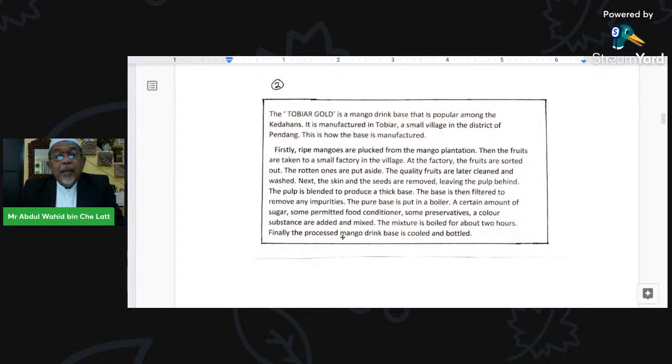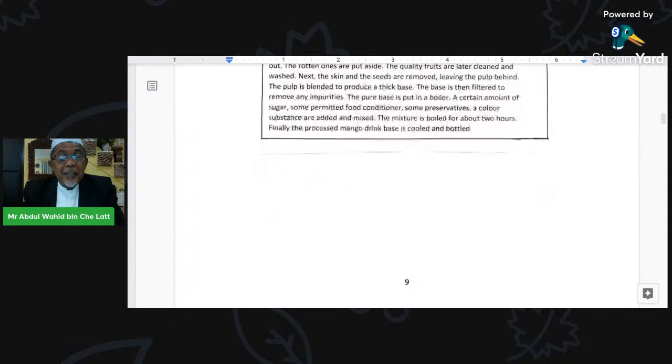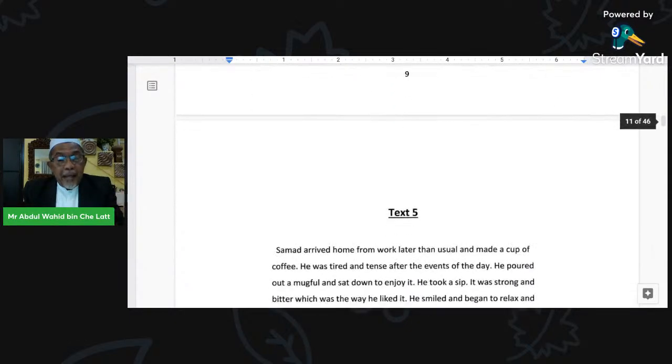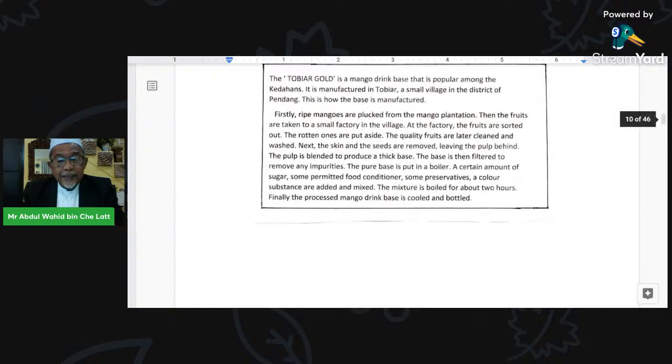Finally, the processed mango drink base is cooled and bottled. Is cooled and bottled. The form is "is" plus "cooled and bottled" in past participle. Okay, so text 4 represents the fourth communicative purpose, that is description, man-controlled process.